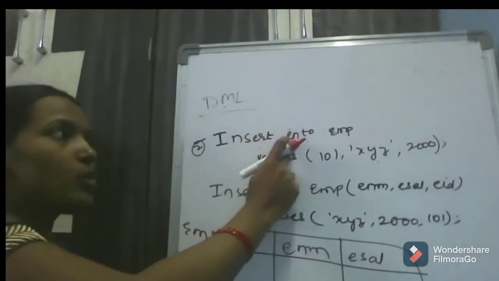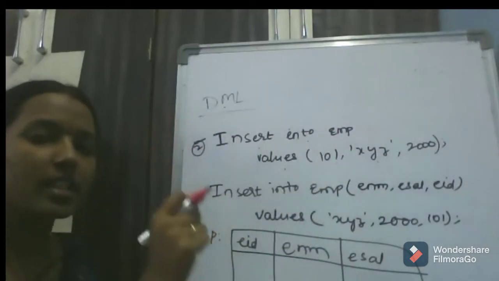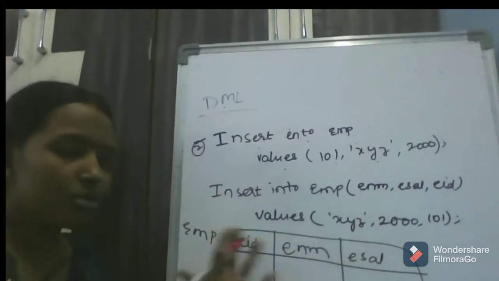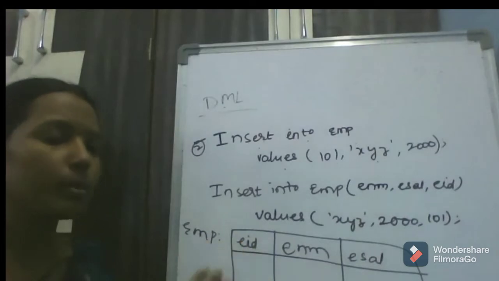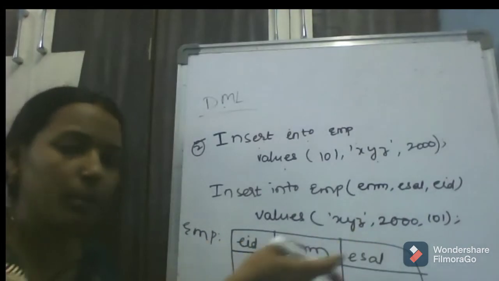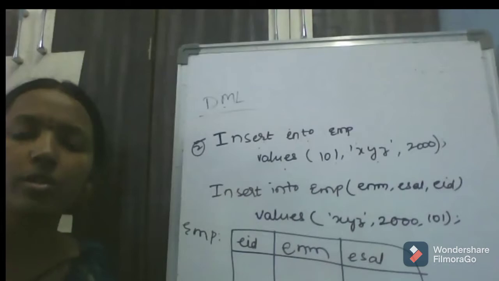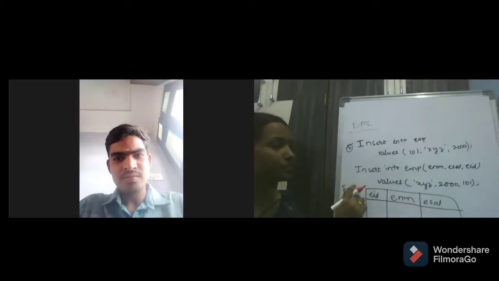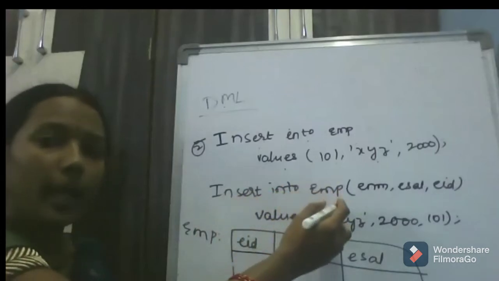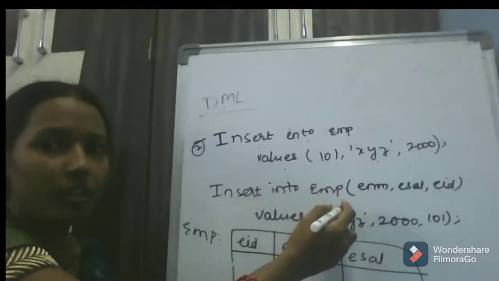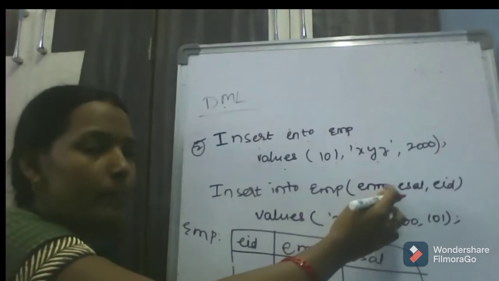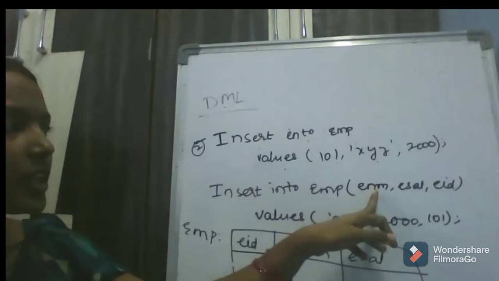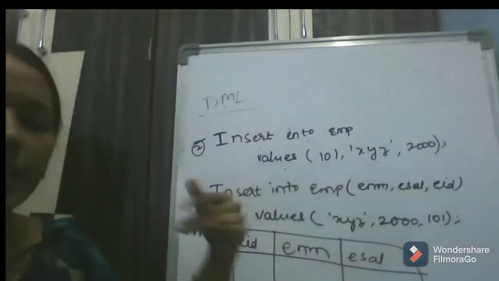So if you are using this syntax, you must remember the order of the columns in the table. If it is a short table, you can easily remember the order of the columns. If your table contains hundreds of columns, will you remember the order? No. So what is the first syntax? Insert into employee, and what we are specifying here is employee name, employee salary, employee ID. That means here I'm giving a different order, not the same order.